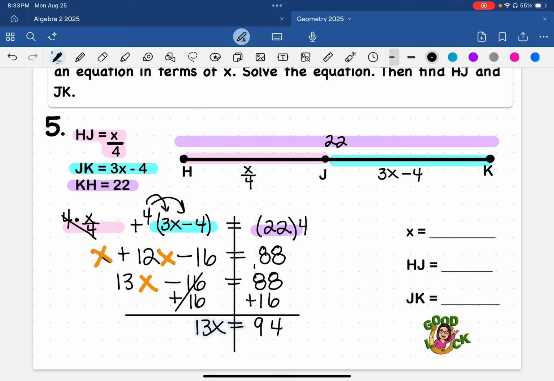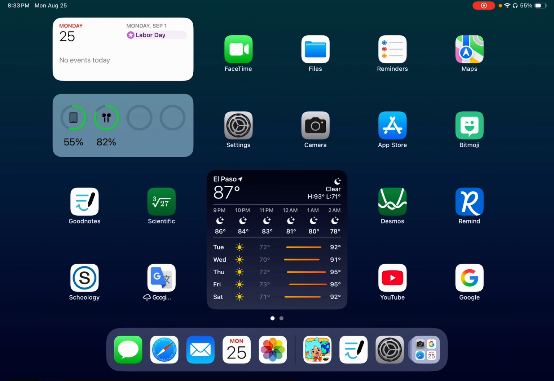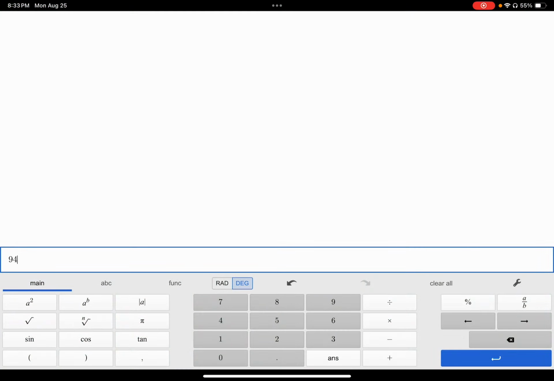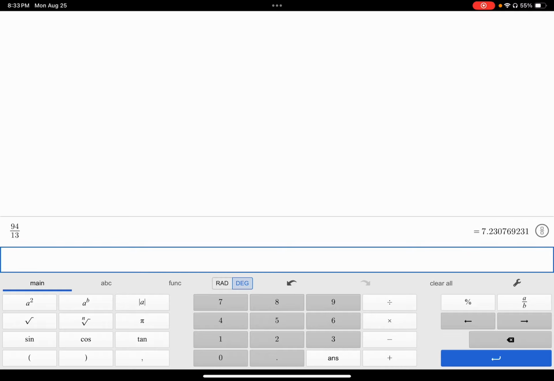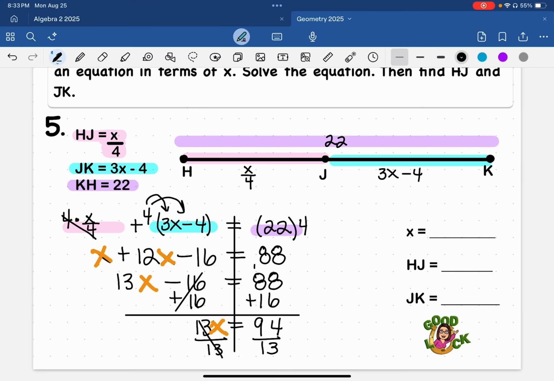And then remember, your x is telling you what to do, and it's telling you to divide by 13. I'm going to need a calculator for this one. Let me grab my calculator. There we go. 94 divided by 13. Uh-oh, that's not good. Something must have happened. Let's go back and take a look.